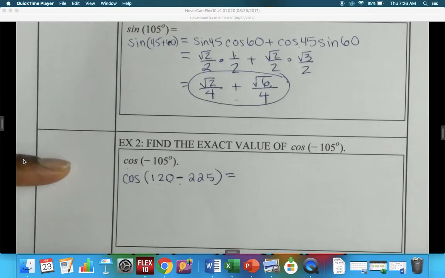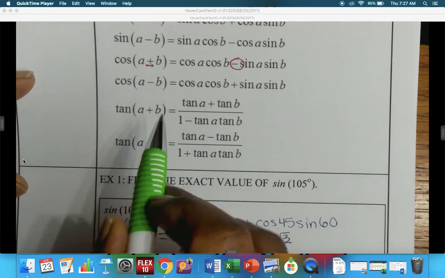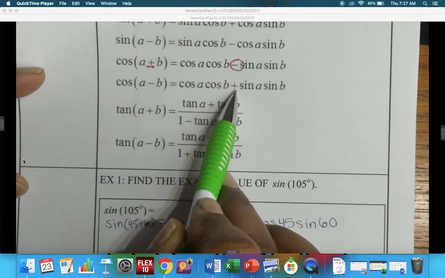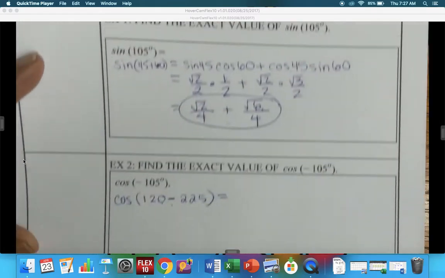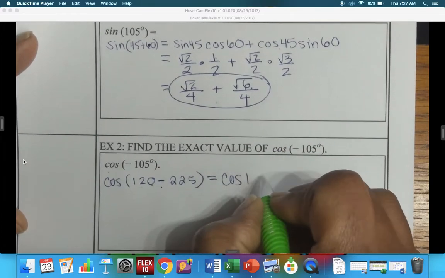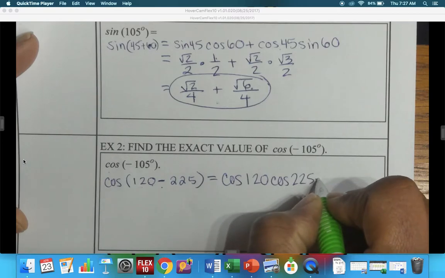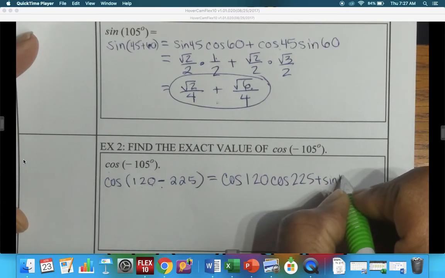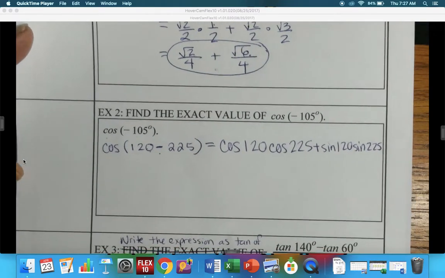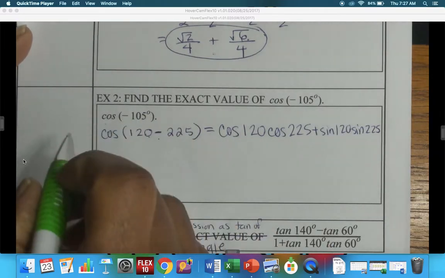And then because I have the cosine and I have a difference, I'm going to use the cosine difference formula. So it's cos A cos B plus sine A sine B. So I'll put here cos of 120 cos of 225 plus sine of 120 sine of 225.